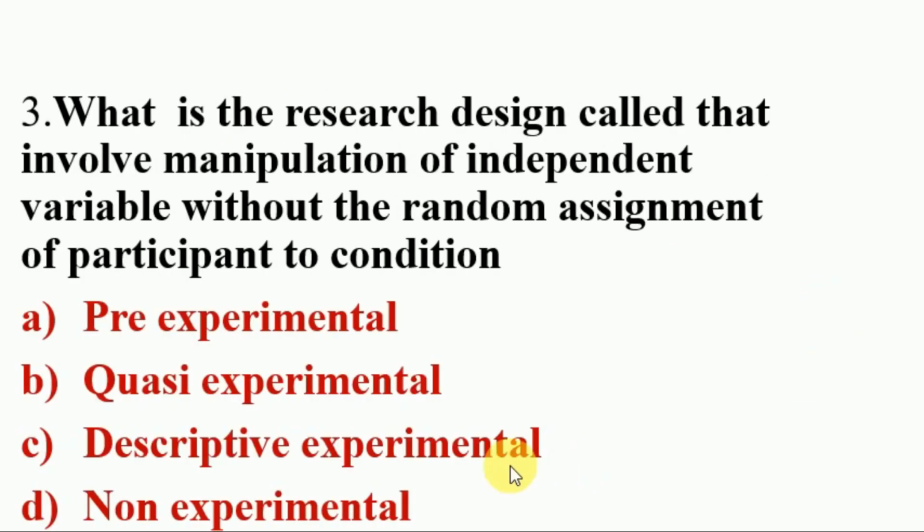Next question: what is the research design called that involves manipulation of independent variable without the random assignment of participants to conditions? Options: A. Pre-experimental, B. Quasi-experimental, C. Descriptive experimental, D. Non-experimental. Answer is B, Quasi-experimental.